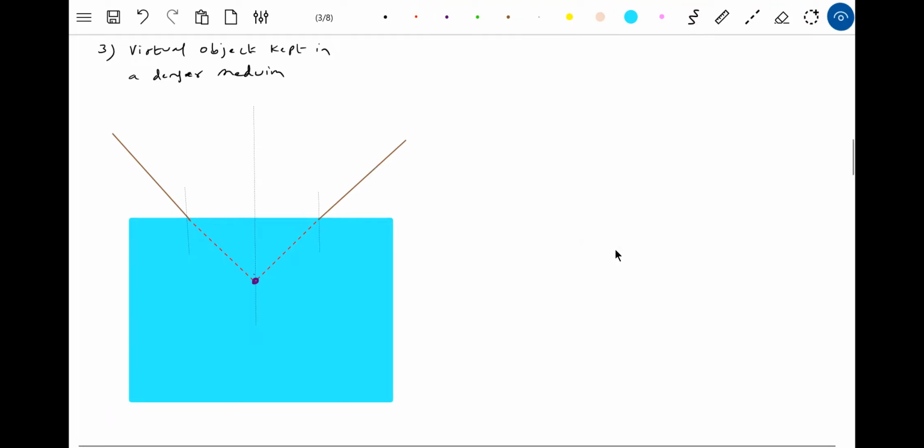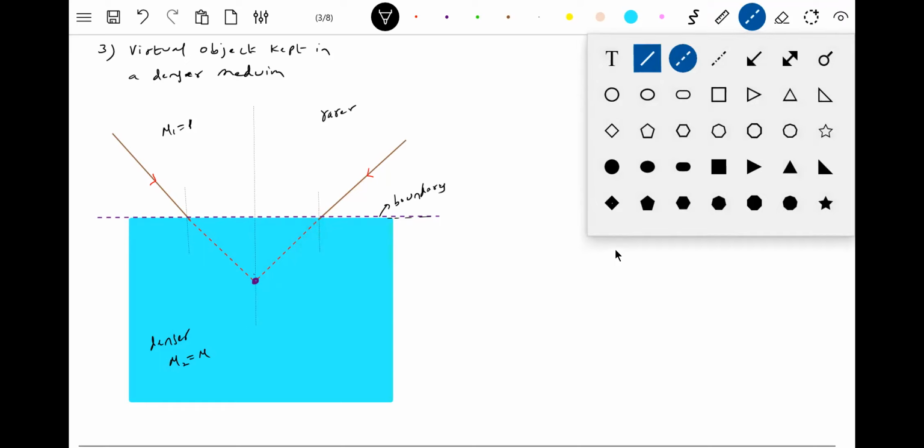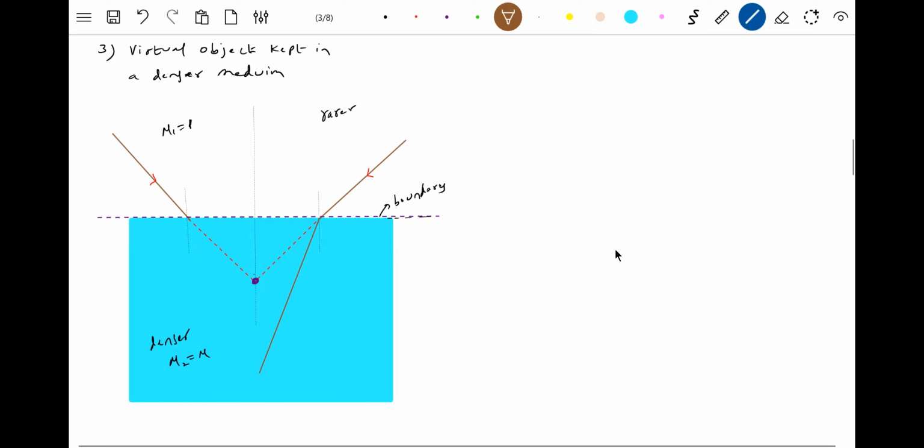So what do you mean by virtual object? Where the incident rays appear to converge. So this medium is rarer, this is denser. Mu 2 equal to mu, mu 1 equal to 1. This is a boundary. Now what will happen? We know the rays are moving from rarer to denser, so they should bend towards the normal. So the rays here after refraction will bend and they will try to meet at this particular point.